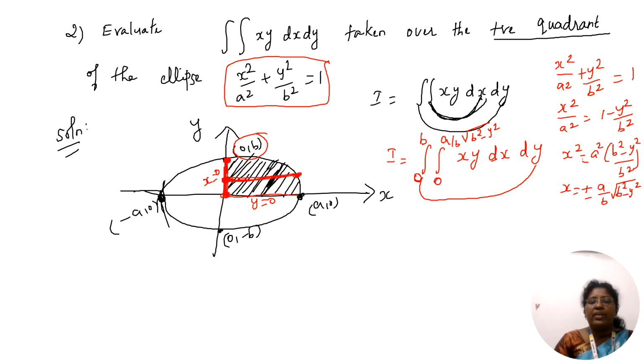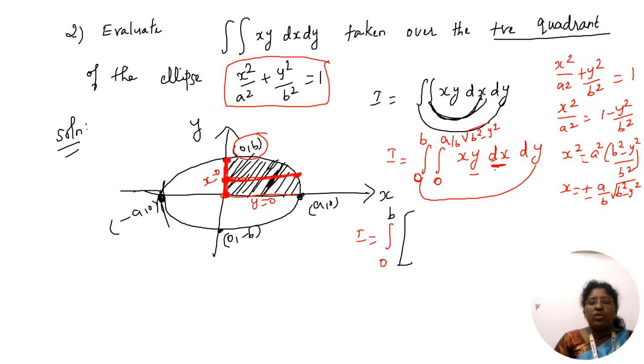Now by evaluating this we will get the answer. So how to evaluate this? First let us integrate the inner integral, with respect to x. Treating y as a constant term, keep the constant as it is. We will be getting 0 to b, keep the outer integral as it is. We will integrate the inner integral.